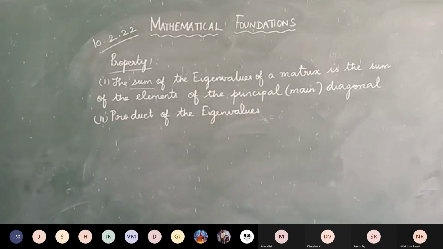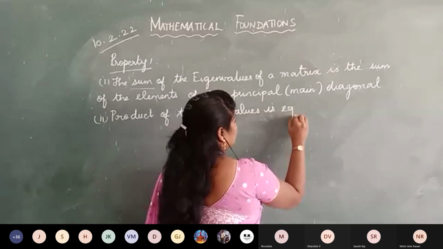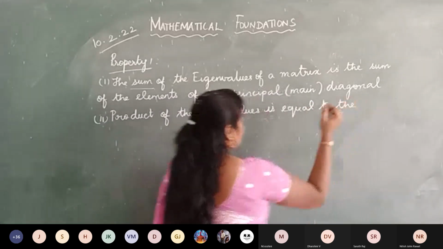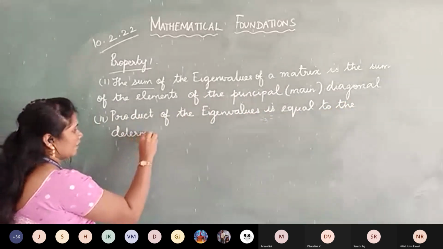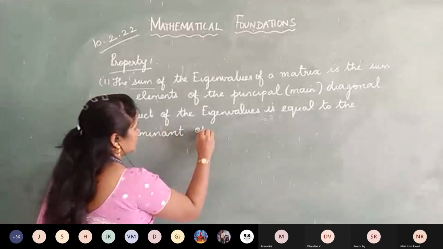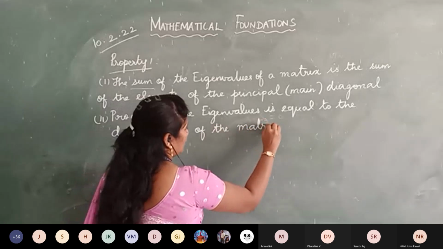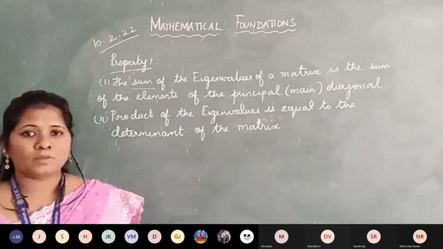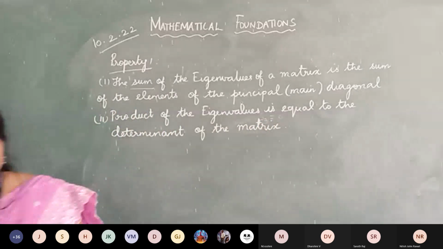Product of the eigenvalues is equal to the determinant of the matrix. So this is your property 1. Okay, we verify this property. With the problems which we have already done, we will see whether this is getting satisfied.